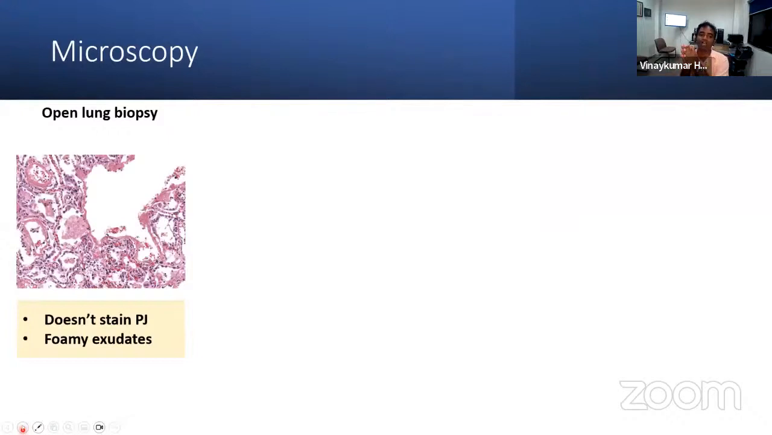So when you have a lung biopsy, the first thing that anyone does when somebody biopsies anything, the surgeon only remembers pathology. So it comes to pathology, and the first stain that is done whenever the surgeon sends the biopsy to the pathology department is the H&E stain. What is visible on H&E is foamy exudates. Okay, foamy exudates are visible, but H&E does not stain Pneumocystis jirovecii, right? So you need other stains to stain Pneumocystis.